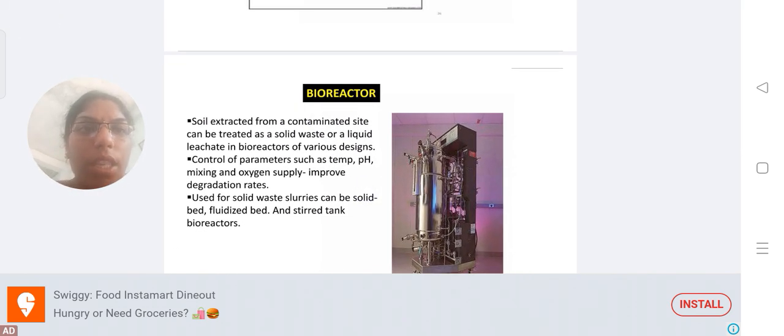Bioreactor. Soil extracted from a contaminated site can be treated as solid waste or liquid leachate in bioreactors of various designs. Control of parameters such as temperature, pH, mixing and oxygen supply improves degradation rates. Bioreactors used for solid waste slurries can be solid bed, fluidized bed and sterile tank bioreactors.